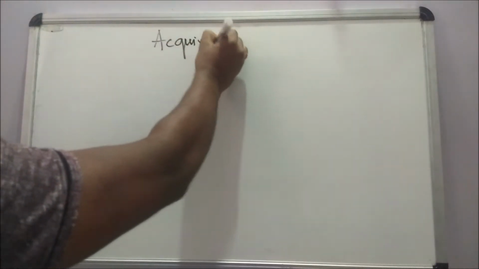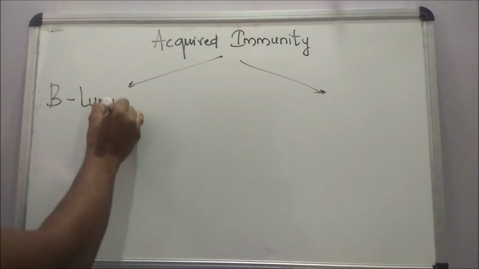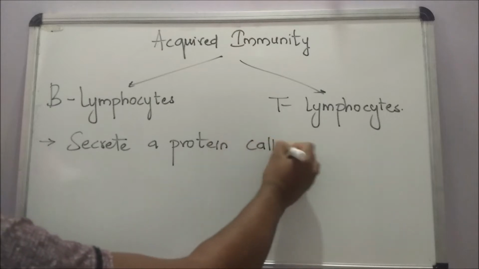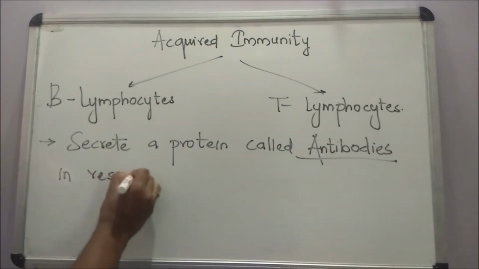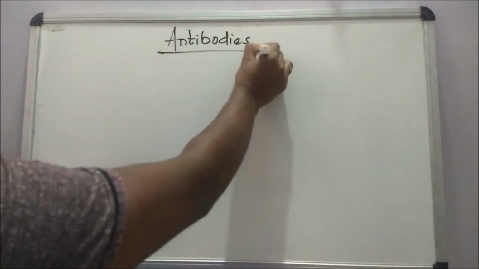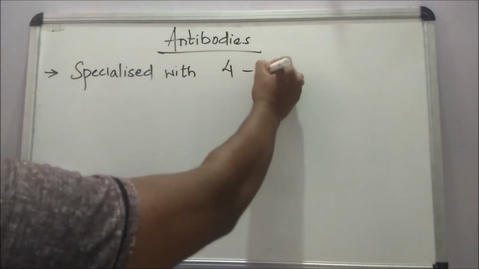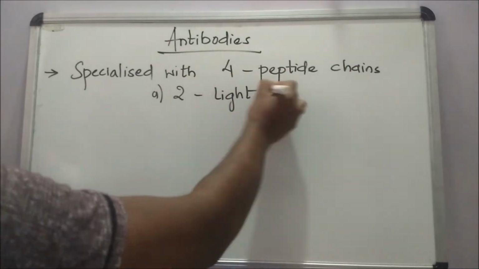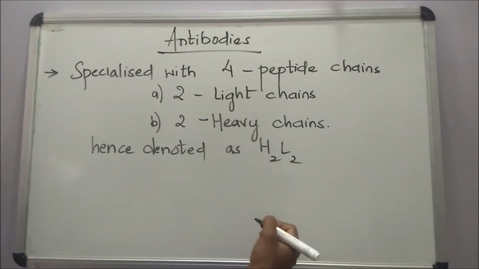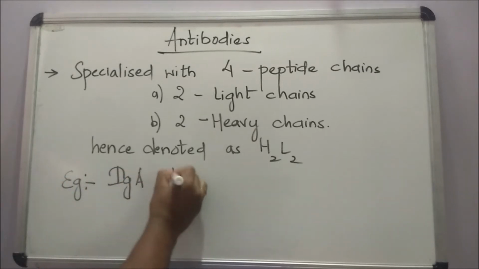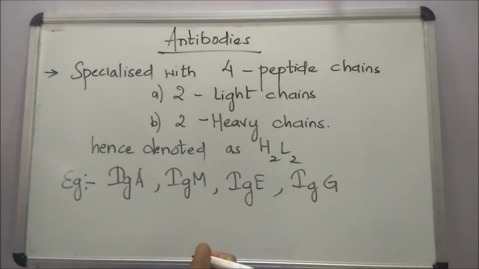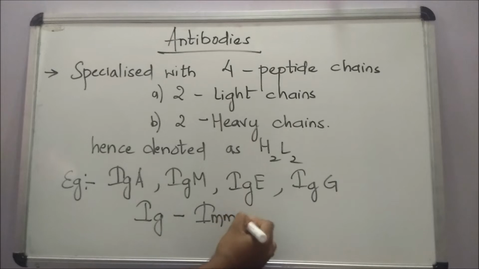The acquired immunity has two types of cells: one is B lymphocytes and the other is T lymphocytes. B lymphocytes secrete a protein called antibodies in response to the pathogen. Antibodies are specialized with 4 peptide chains: 2 are light chains and the other 2 are heavy chains, hence denoted as H2L2. The antibodies produced in our body are IgA, IgM, IgE and IgG. What is this Ig? Ig is nothing but immunoglobulin.